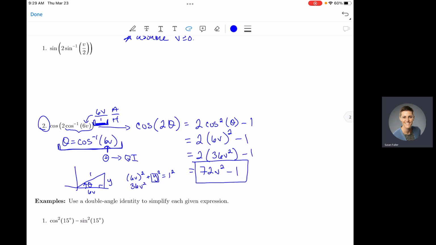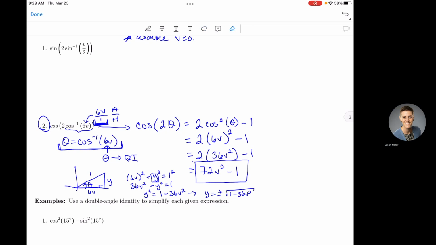So we'll have 36v squared plus y squared equals 1. Solving for y, that means y squared equals 1 minus 36v squared. You'll take the square root of both sides, and that means y is plus or minus the square root of 1 minus 36v squared. And if I come back to my triangle here, because my y value is positive in quadrant 1, this is going to be the positive square root of 1 minus 36v squared. And you can use this triangle to get your other trig values if you need it to do one of these problems.